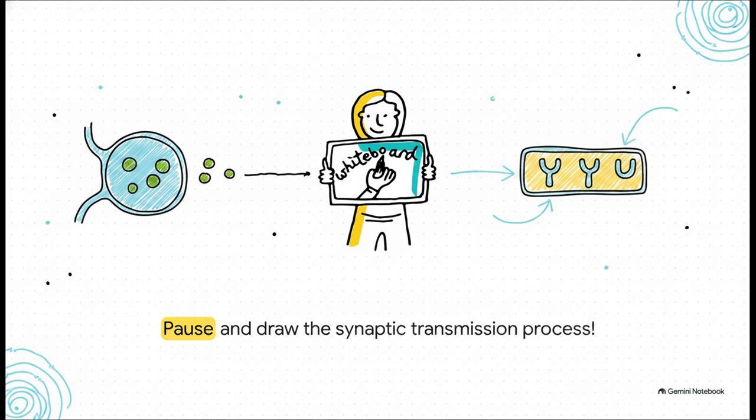Okay, learning is all about active recall, so grab a whiteboard or piece of paper, pause this explainer right now, and draw and label the synaptic transmission process yourself. Draw the presynaptic neuron, the gap, the neurotransmitters, and the receptors on the postsynaptic neuron. Seriously, give it a go. I'll be right here when you're ready.